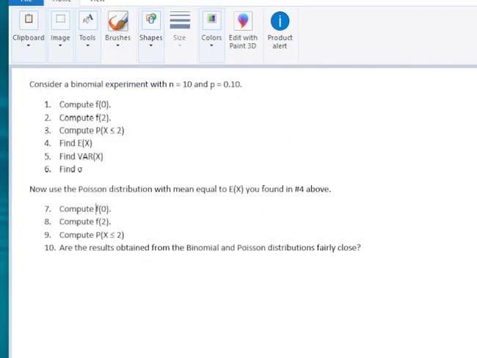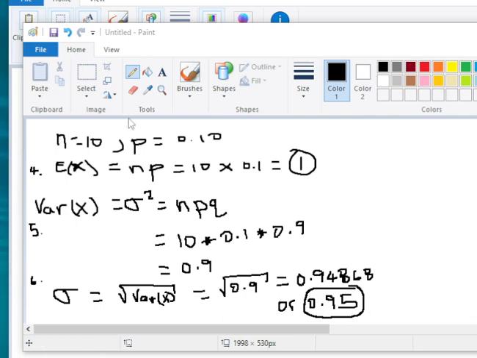Here again is a reminder of what we're trying to find. So far we've done number 1, 2, and 3. Let's go to number 4. In number 4, we have to find the mean of x, which is the same thing as the expected value of x. The formula for the mean in the binomial case is just n times p. So we're going to take the sample size times the probability of success in any one trial. So this is 10 times 0.1, which is 1.